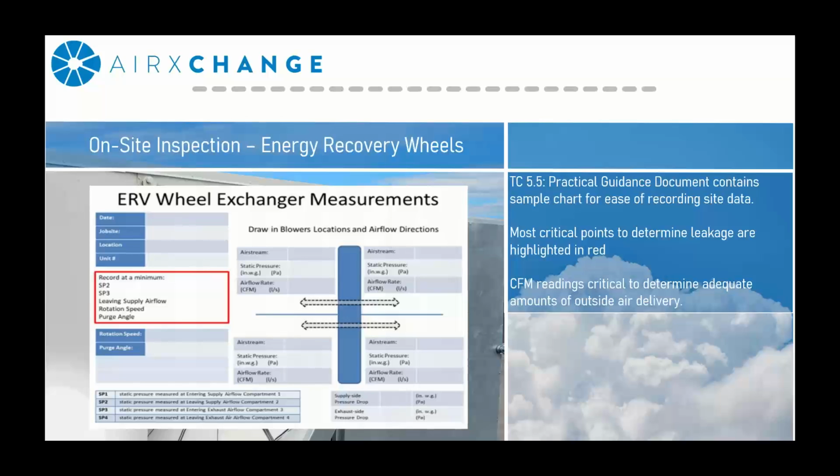Depending upon how the fans are set up, you may have negative pressures on both sides of the wheel. But once again, as long as the pressure differential is from the supply side to the exhaust side, that's what you're hoping to accomplish. And you're going to use the outside airflows as a way to determine if you're receiving adequate amounts of outside air delivery into the space.